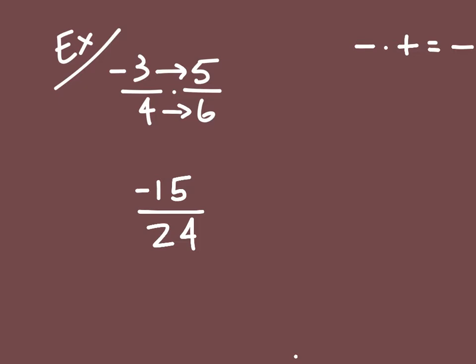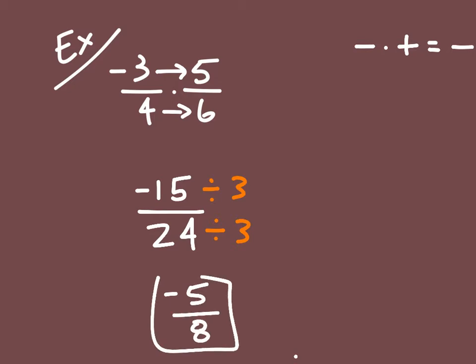Now, each of these numbers are divisible by 3. So if I divide each of these numbers by 3, -15 divided by 3 is going to give us -5. 24 divided by 3 is going to give us 8, and that is our answer.